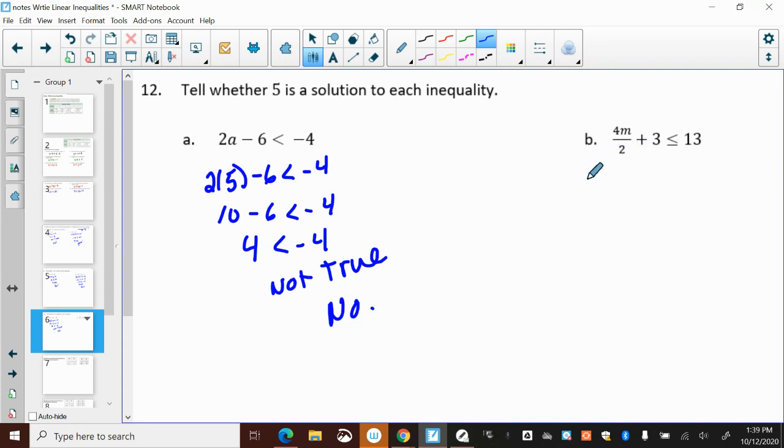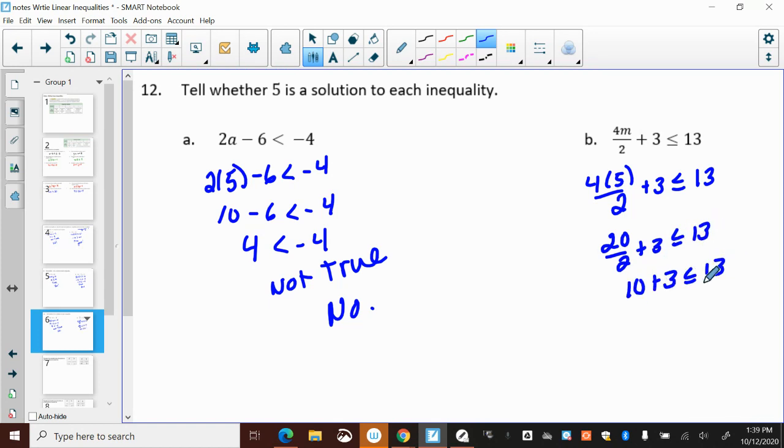Let's put in 5 here. Is that less than or equal to 13? That gets us 20 over 2 plus 3. So 10 plus 3 is less than or equal to 13. 13 is less than or equal to 13, true. So the answer here is yes.